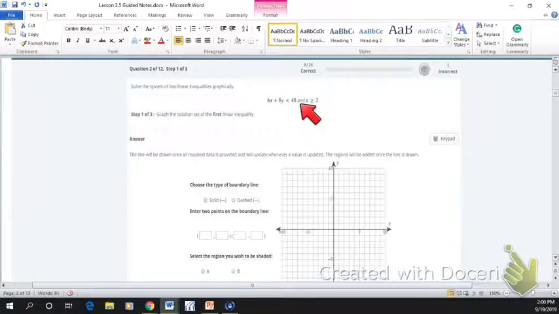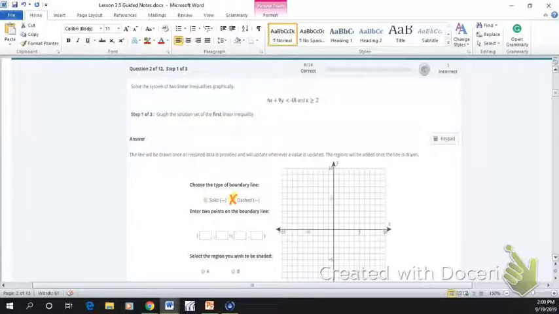Remember that this is an and problem. So if you have an and problem, when we get to the end, are we going to overlap or unite? Unite. We're going to unite, right? Everybody good with that? Okay, so on the first one, I need to know if it's solid or dotted. It's dotted. Okay, so dashed line.